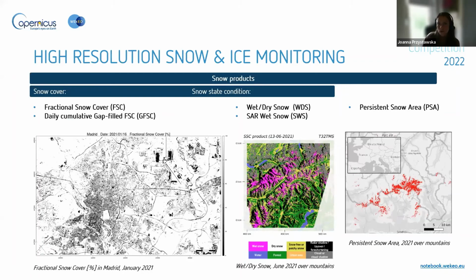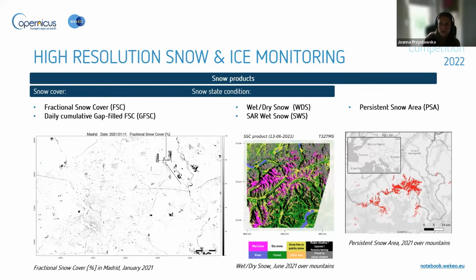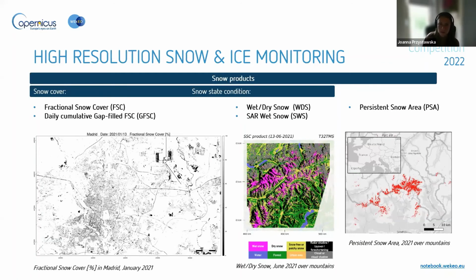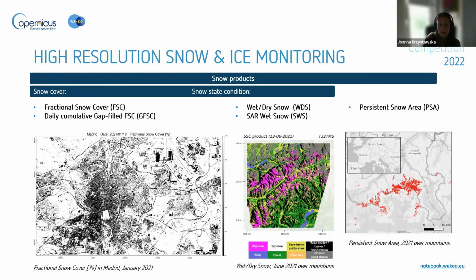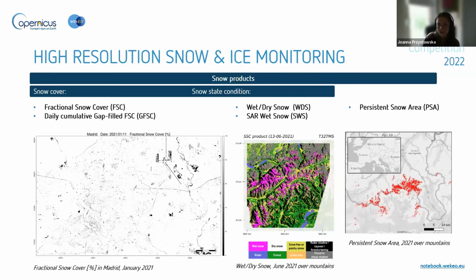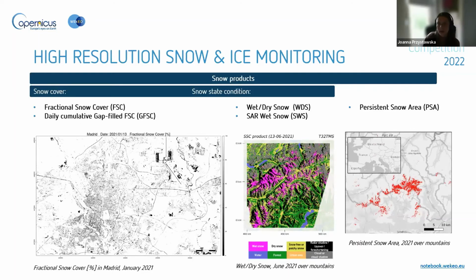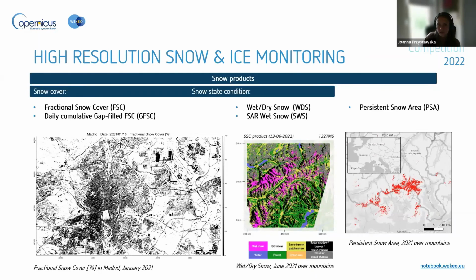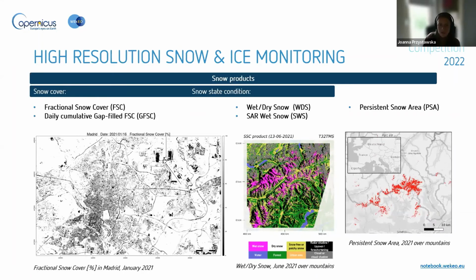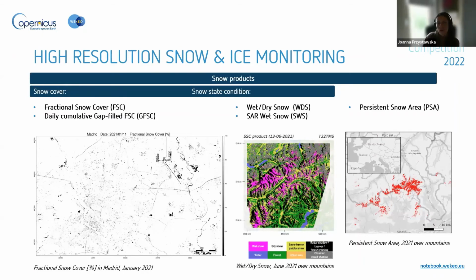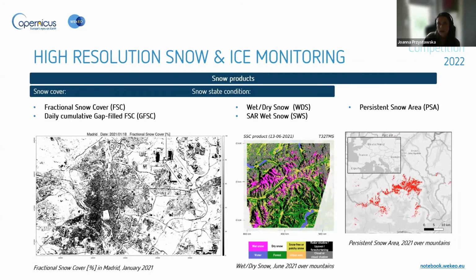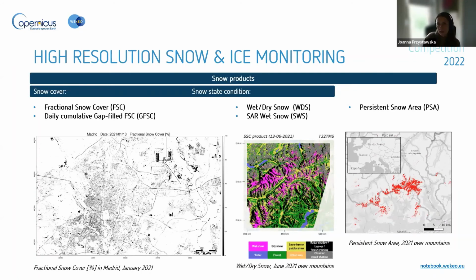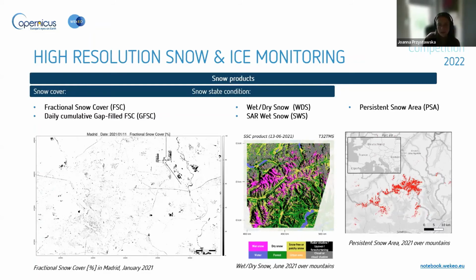Then we have 2 snow state conditions products, wet dry snow, that differentiates between wet and dry snow. And here you can actually see the example of high resolution information on snow states from June 2021. A picture was taken over the mountains. And another snow state condition product is SAR wet snow product that provides information on the wet snow extent in high mountains. And the 5th snow product is persistent snow area product.